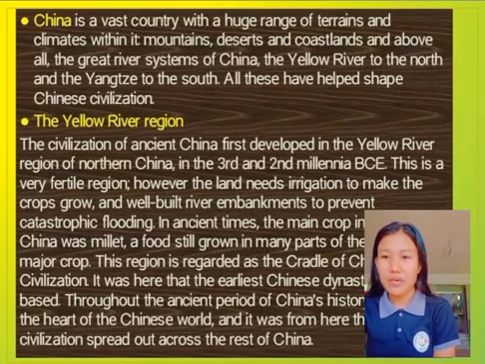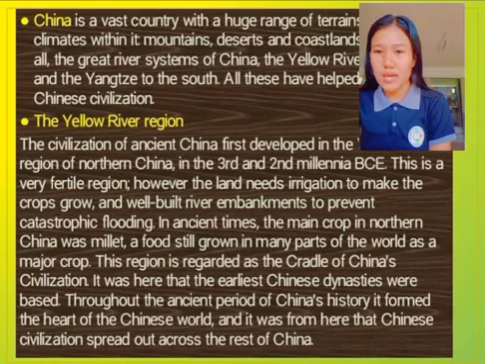The Yellow River region. The civilization of ancient China first developed in the Yellow River region of northern China in the 3rd and 2nd millennia BCE. This is a very fertile region. However, the land needs irrigation to make the crops grow and well-built river embankments to prevent catastrophic flooding. In ancient times, the main crop in northern China was millet, a food still grown in many parts of the world as a major crop. This region is regarded as the cradle of China's civilization. It was here that the earliest Chinese dynasties were based.